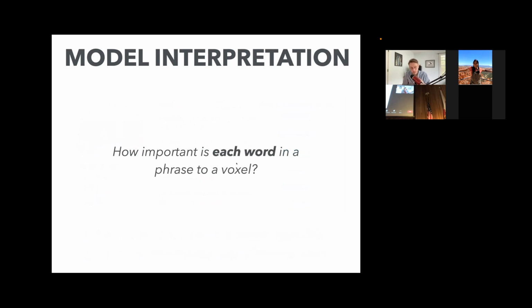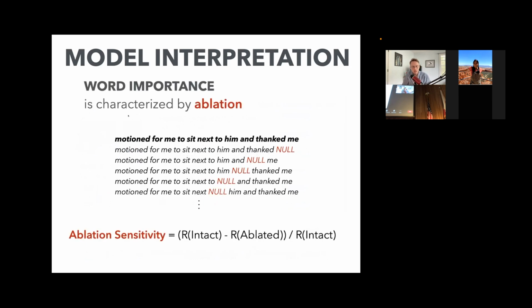All right, so going into just one of these phrases, we can ask which words are actually important to what we think this voxel is doing. The way that Shelley came up with to do this is something we call an ablation analysis. So let's look at one of these phrases. The top phrase in that last slide was "motioned for me to sit next to him and thanked me."